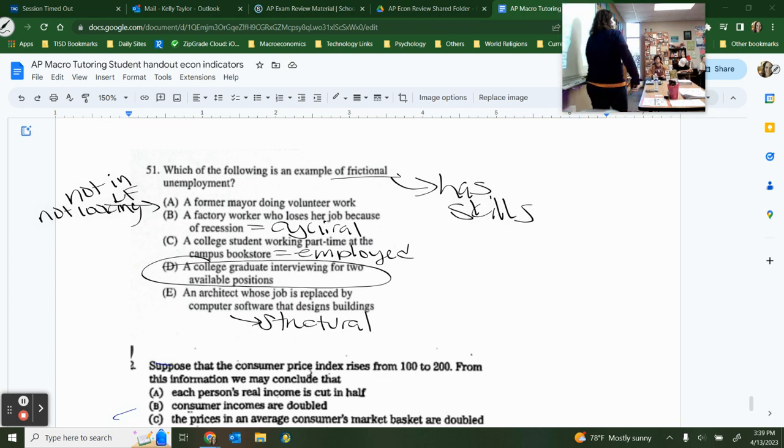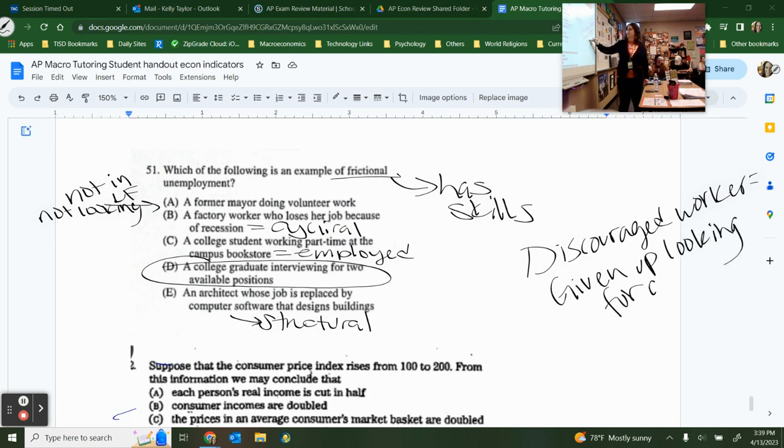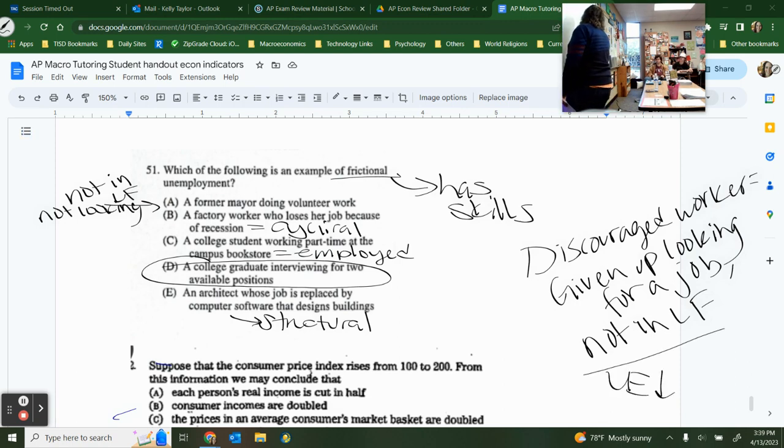Oh, by the way, let's talk about a discouraged worker. They have given up looking for a job. They're not in the labor force. And the act of them becoming discouraged makes the unemployment rate actually go down because they're no longer looking. Since they're not in the labor force, unemployment numbers go down.